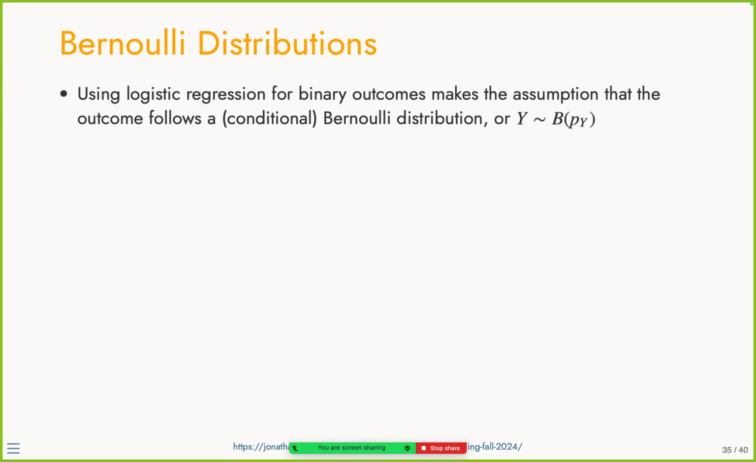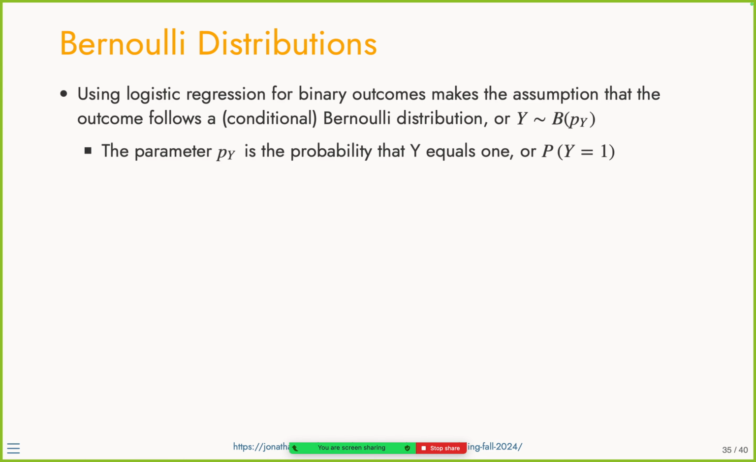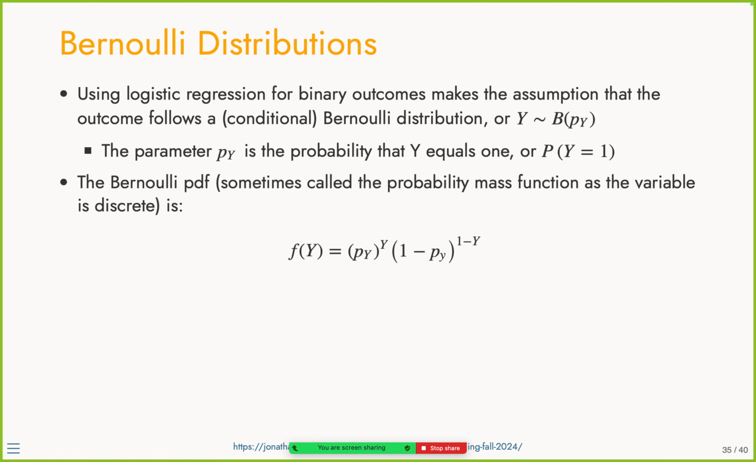So the Bernoulli distribution is what we use. There's one parameter, the probability that y equals 1. Technically, you could define the probability that y equals 0, but let's just stay away from that for now. This is the PDF of the Bernoulli distribution. It describes the probability that y takes 1 or y takes 0.